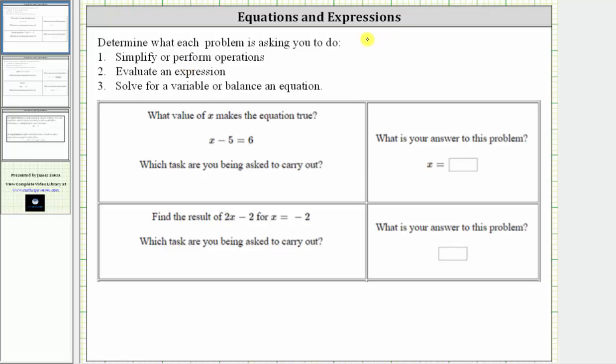We're asked to determine what each problem is asking for us to do. And the options will be to simplify or perform operations, evaluate an expression, or solve for a variable or balance an equation. Let's begin by reviewing the definition of an expression and an equation.